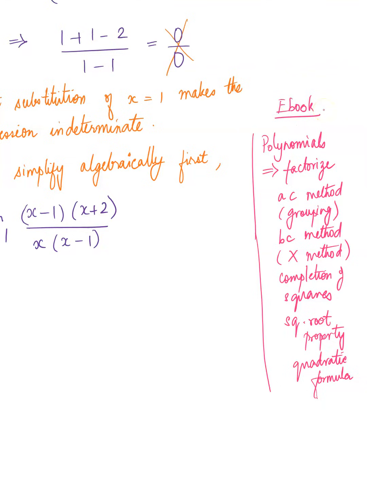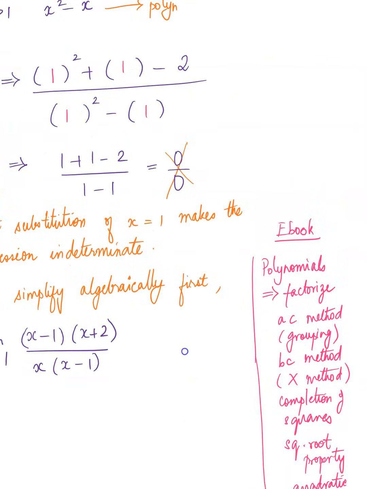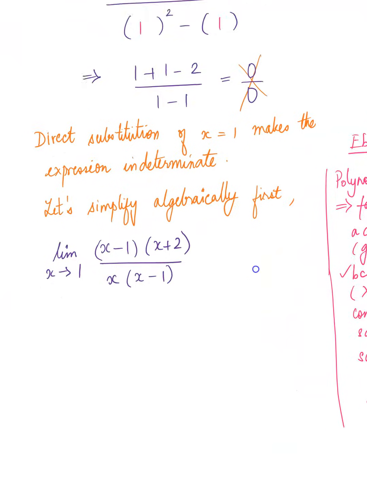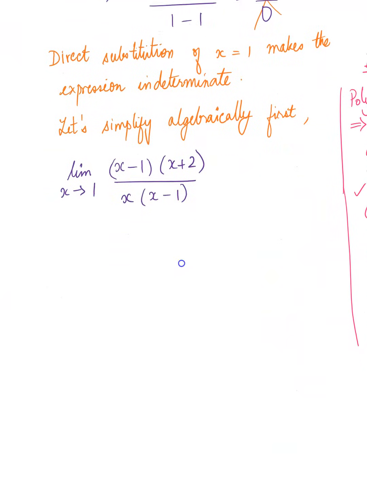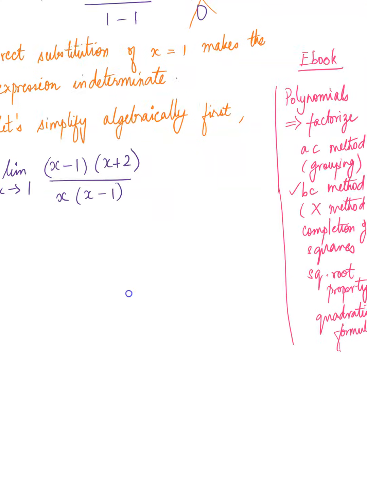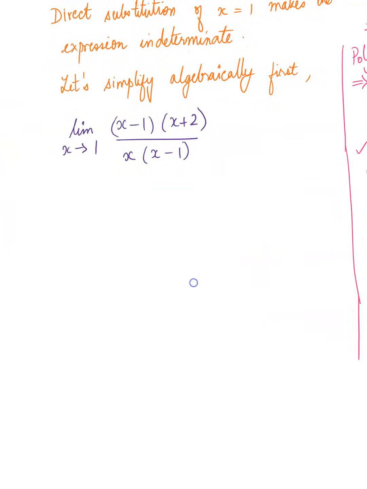Okay. All right. So here, because of the way it is, x squared plus x minus 2, we could use the BC method for this, the X or the diamond method, to factorize this, and then pull out the GCF. GCF is greatest common factor. So pull out the GCF. So I'll put that also here, GCF, to help you out with the factorization.